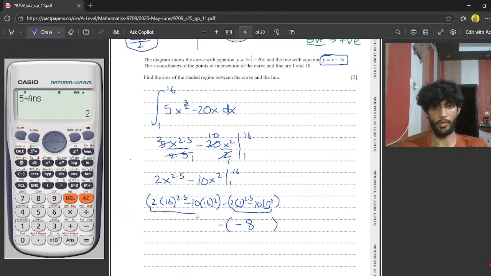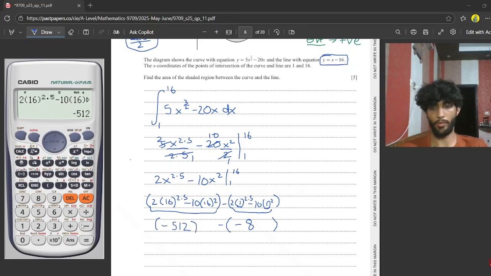And over here, all of this is going to simplify to 2 times 16 raised to the power 2.5 minus 10 times 16 raised to the power 2. Solve it, and we get negative 512. Okay, and we can solve all of this. This negative and this negative are going to make this 8 positive. So plus 8, and we get minus 504.